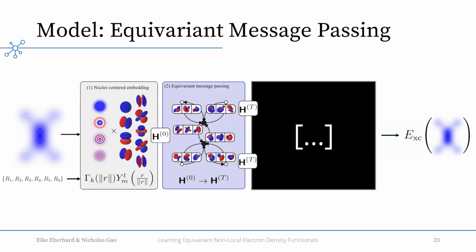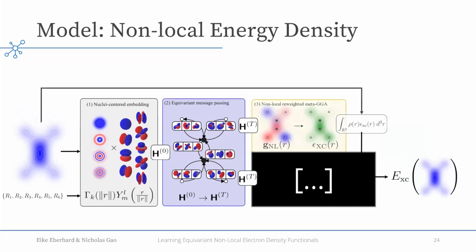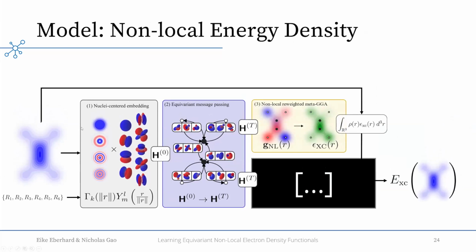Then to read out of this model, we have two parts. First, we use these representations to learn a spatial mask, a bit of a reverse of the embedding part, to obtain what we call a non-local reweighted meta-GGA. Meta-GGAs are local models that have been used before, and we just inform them with an additional weight correction in front that gets this non-local feature map as an additional input.